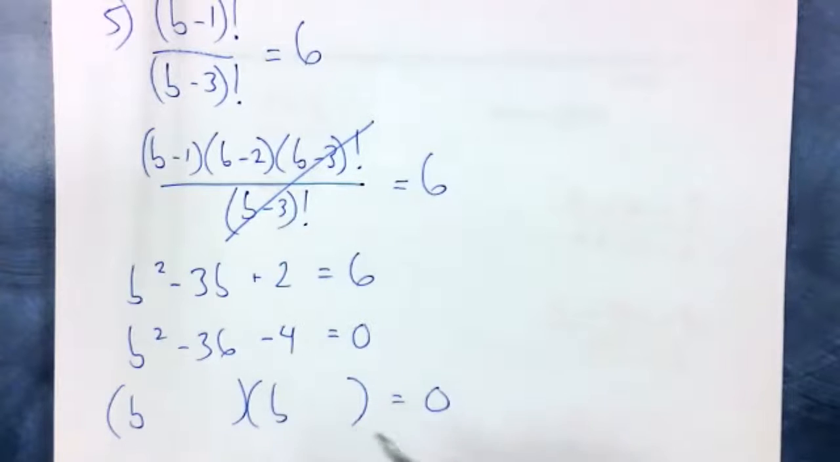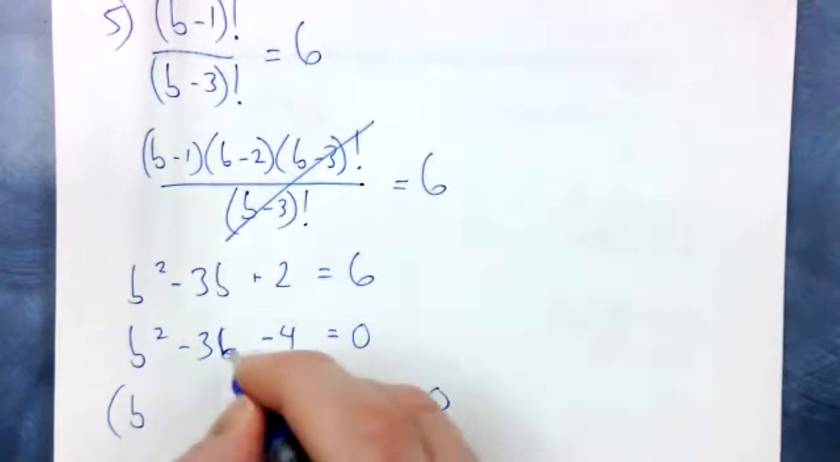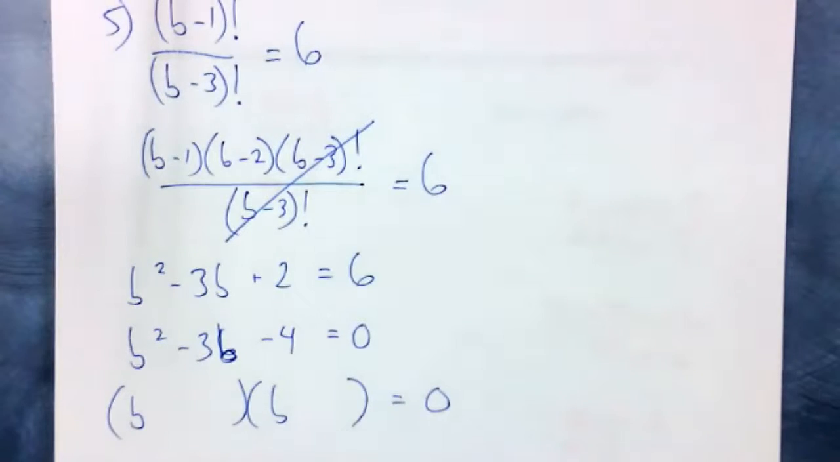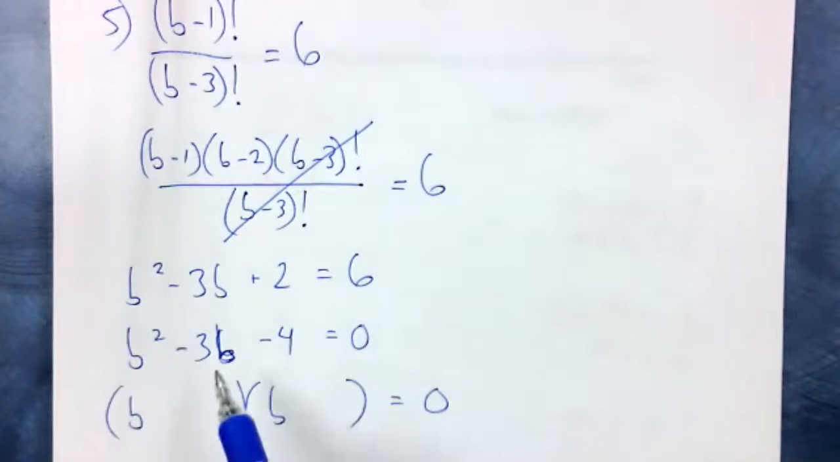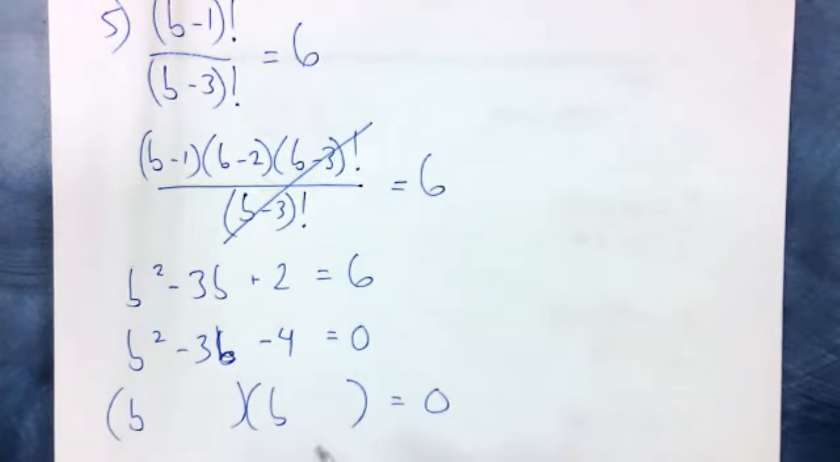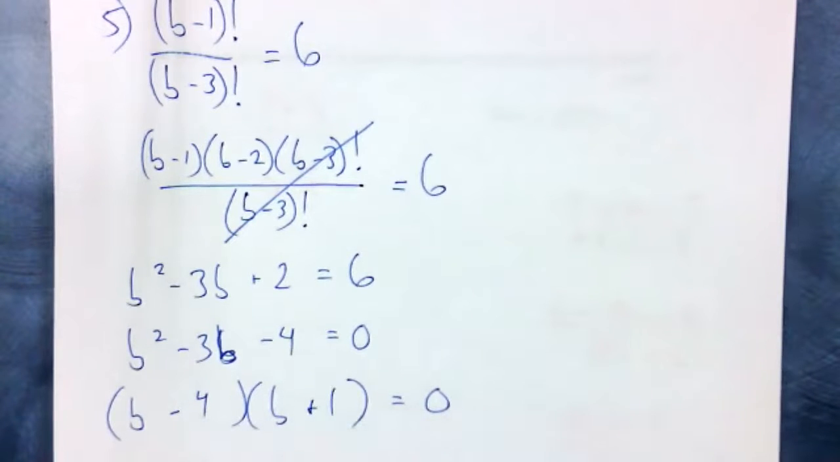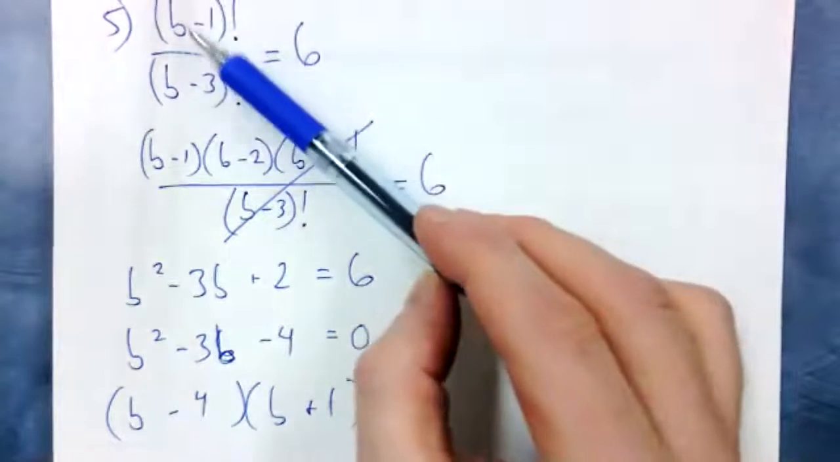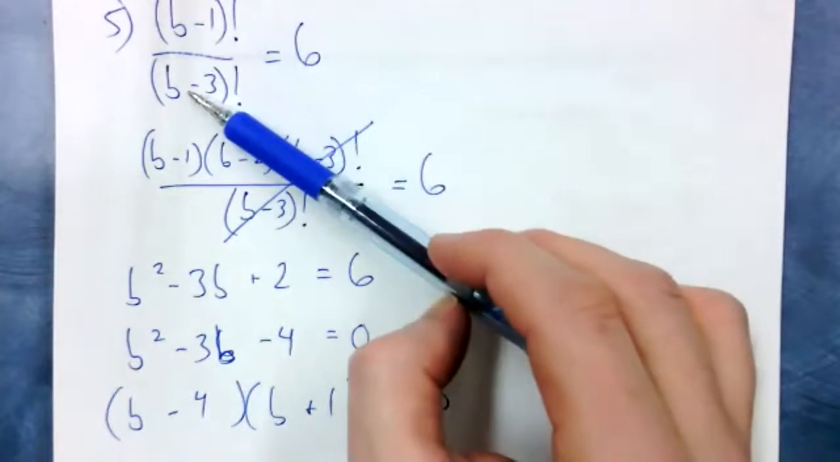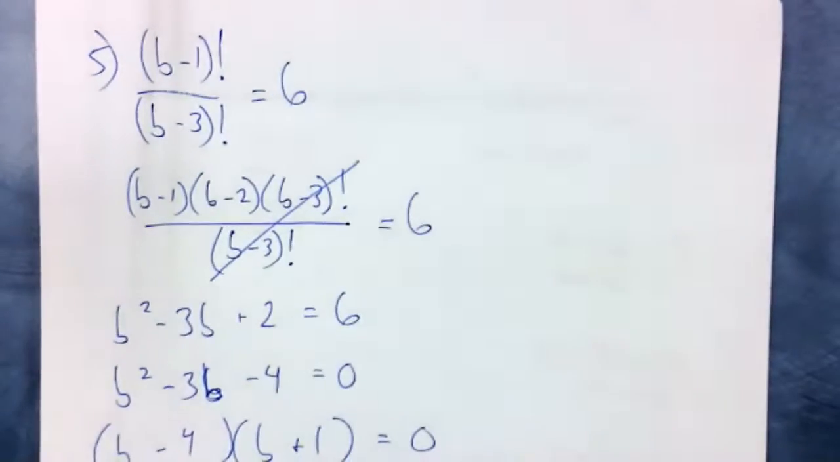That's a 3B. Yes, can't you read? Thank you. See, I knew as I'm writing this, I'm talking, I'm thinking I shouldn't be talking right now. (B-4)(B+1) equals 0. B equals 4 or negative 1, and it can't be negative 1 because that would give us negatives in here. That wouldn't work. So this gets rejected.